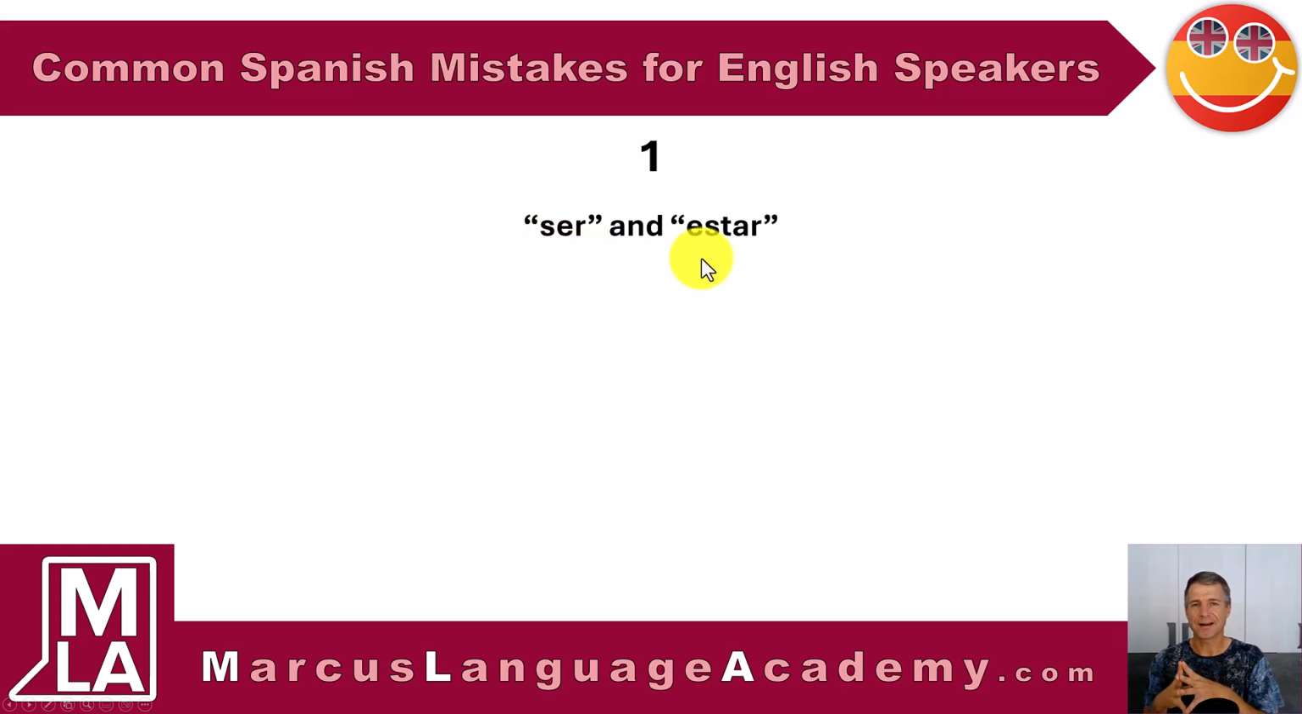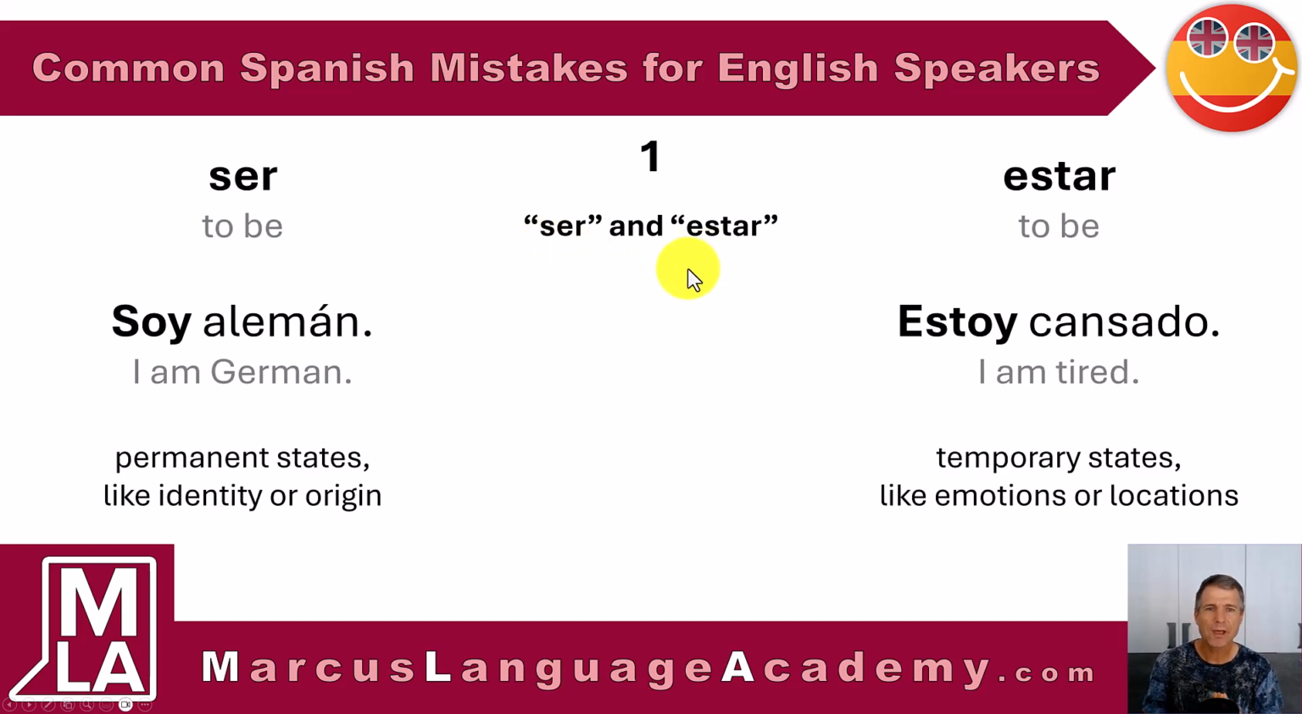Ser and estar. In English, we have only one translation for the two verbs, and that's to be. But ser is used for permanent states like identity or origin, while estar is used for temporary states like emotions or locations. So, for example, you would say, soy alemán, I am German, because it's a permanent characteristic.